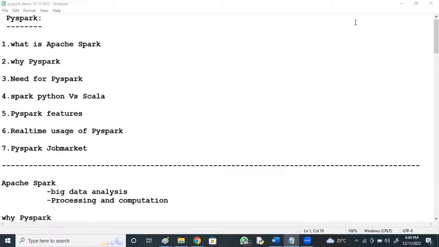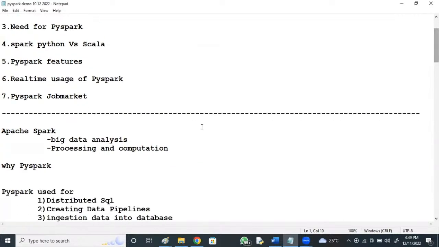In yesterday's session, I was briefing you about what is PySpark and why PySpark. So, what is Apache Spark: it is for big data analysis, processing and computation.